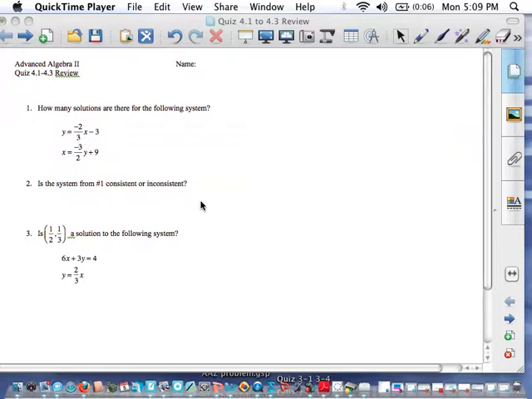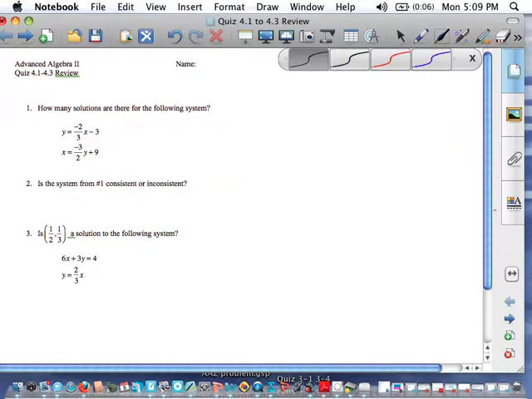It asks, how many solutions are there for the following system? Since both the equations are already solved for a variable, you can use substitution. So I will substitute minus 3/2 y plus 9 into the first equation. So I get y is equal to negative 2/3.